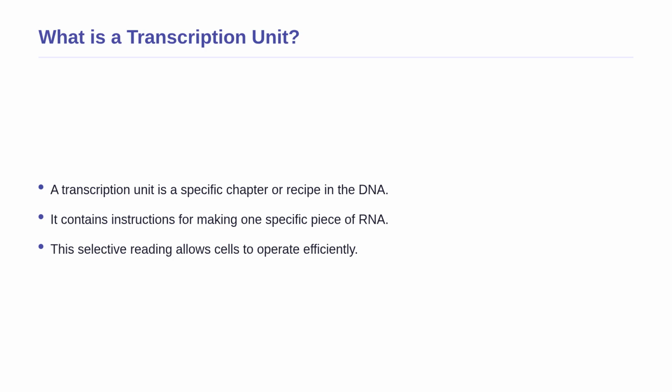Building on our library analogy, in a cell, a transcription unit is exactly like that specific chapter or recipe. It is a defined segment of DNA that contains the instructions for making one specific piece of RNA. This RNA will eventually be used to build a protein. By having these distinct, organized units, the cell can efficiently read and copy only the instructions it needs at any given moment, rather than copying the entire genome. This selective reading is what allows different cells in your body to perform completely different functions, despite having the exact same DNA.